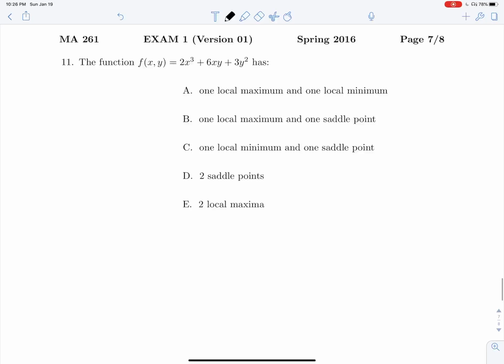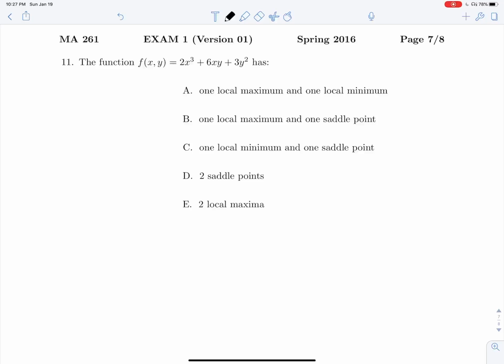Let's see, question 11 has minimums and maximums and saddle points, and we have to figure out the distribution of each. This is a really good function for this. I think they've used this exact one multiple times, so it's a good one to get used to. But we know, and this is just about the 40th time I think I've done this little explanation, so hopefully it's better than it used to be.